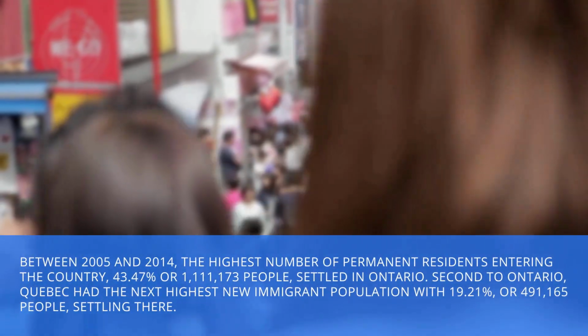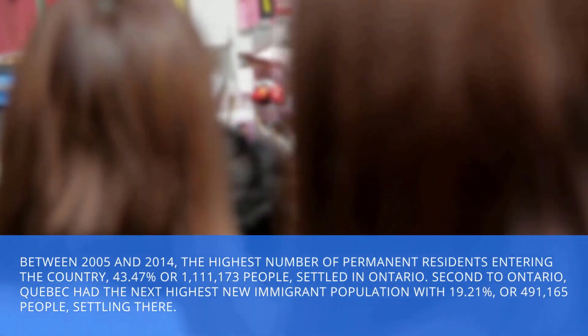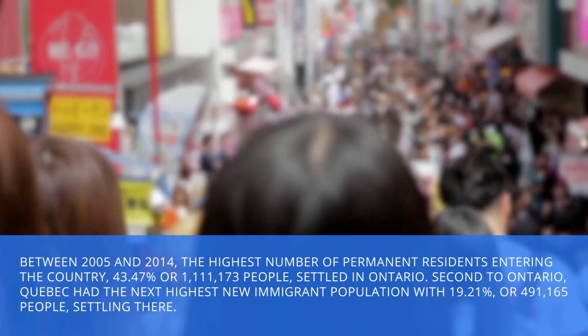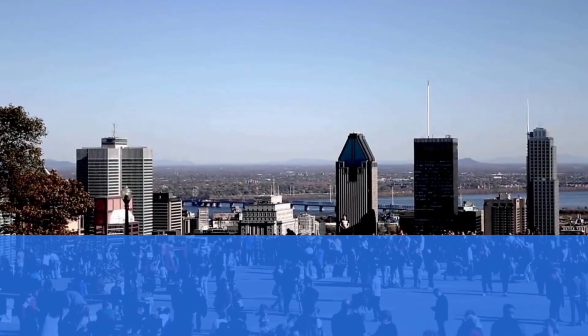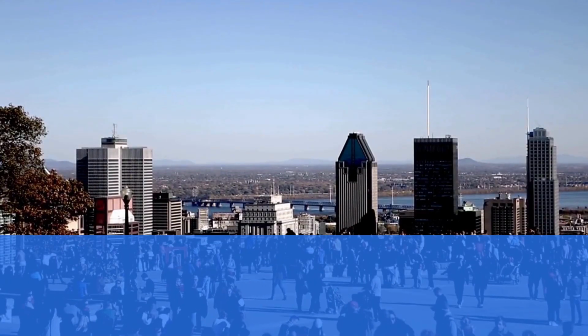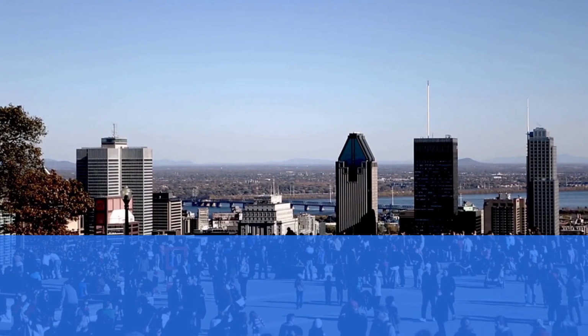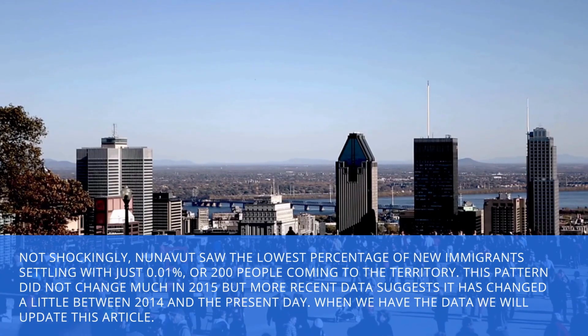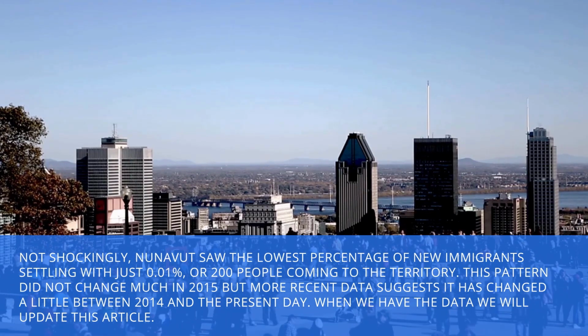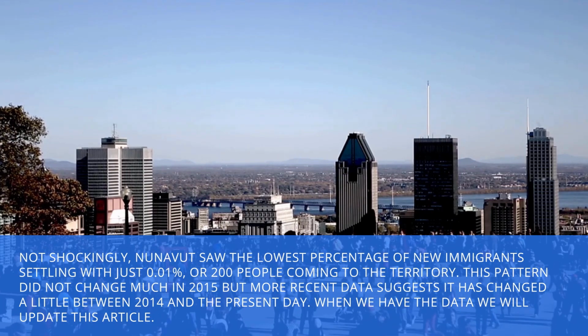Between 2005 and 2014, the highest number of permanent residents entering the country, 43.47%, or 1,111,173 people, settled in Ontario. Second to Ontario, Quebec had the next highest new immigrant population, with 19.21%, or 491,165 people settling there. Not shockingly, Nunavut saw the lowest percentage of new immigrants settling, with just 0.01%, or 200 people coming into the territory.